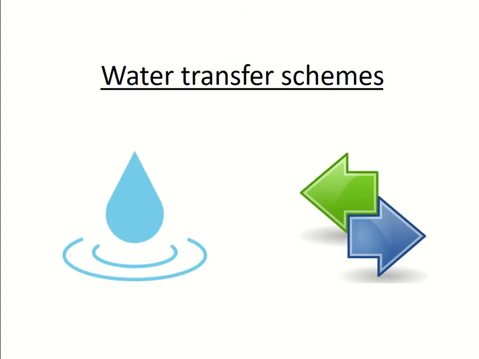Today, we're going to look at a third method, and it's something called a water transfer scheme. Now, a water transfer scheme is basically exactly what it says on the tin. It's transferring water from one area to another. Now, that area can be across a country, it can be across a county, or, as we're going to look at today, it could be between different countries or indeed across an entire continent.